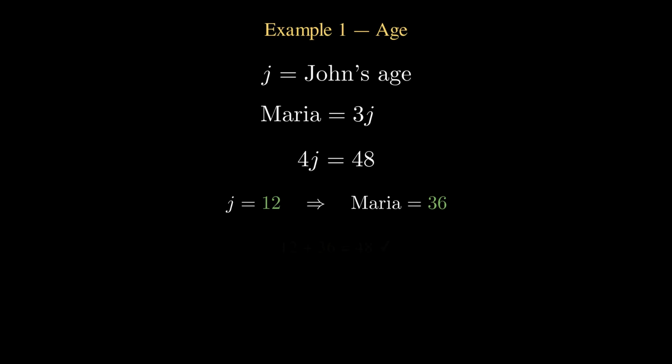Always do a quick sense check. 3 times 12 is 36 and 12 plus 36 is 48. Good. Example 2, distance. 2 cars head toward each other from 2 towns that are 330 miles apart.